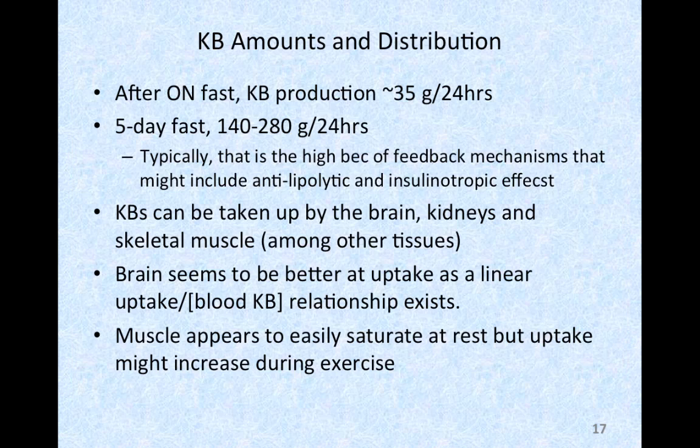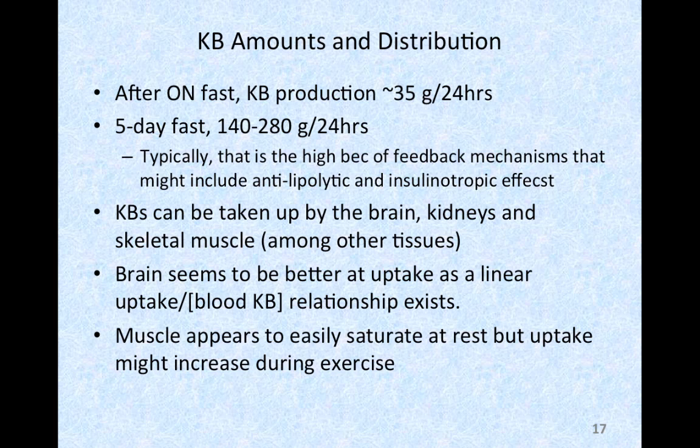Okay, so let's talk about ketone body amounts and their distribution. After an overnight fast, ketone body production is occurring at a rate of approximately 35 grams a day or 24 hours. And you can see that's not a real significant amount, a little over a gram an hour is being made, right? Now, if we look at, for example, after 5 days, look how significant it is. It goes from 35 to 140 to 280 grams a day. And for example, that is now can be a significant energy source for tissues.